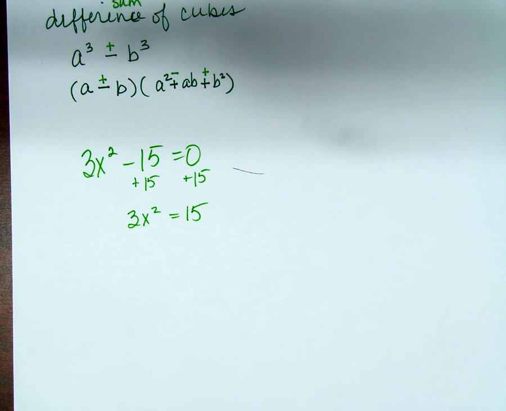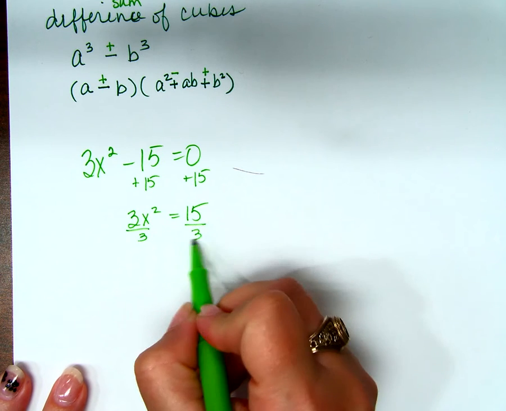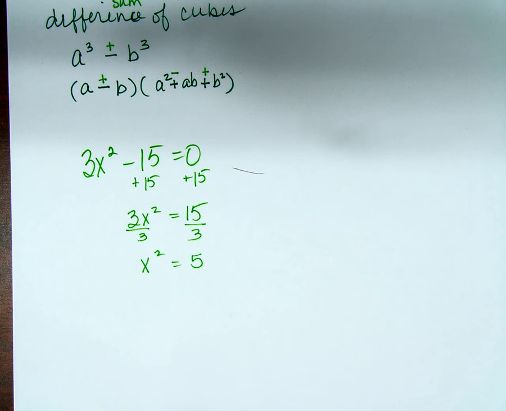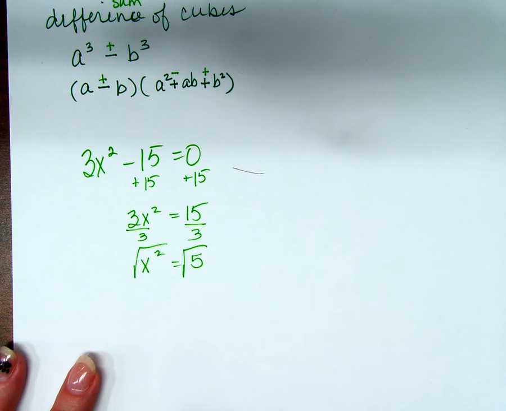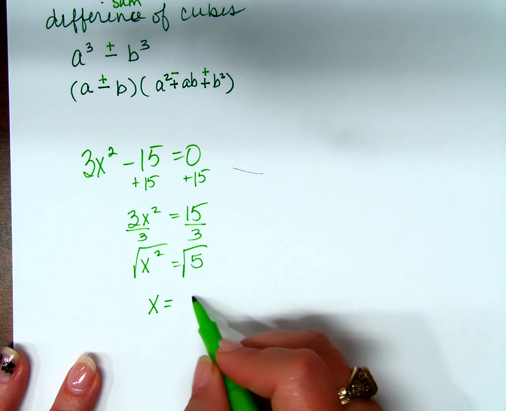Now what? Divide by 3? X squared equals 5. And then what? Square root both sides. Who put the square root sign in the problem? We did. What else do we have to put in when we solve this? Plus or minus.